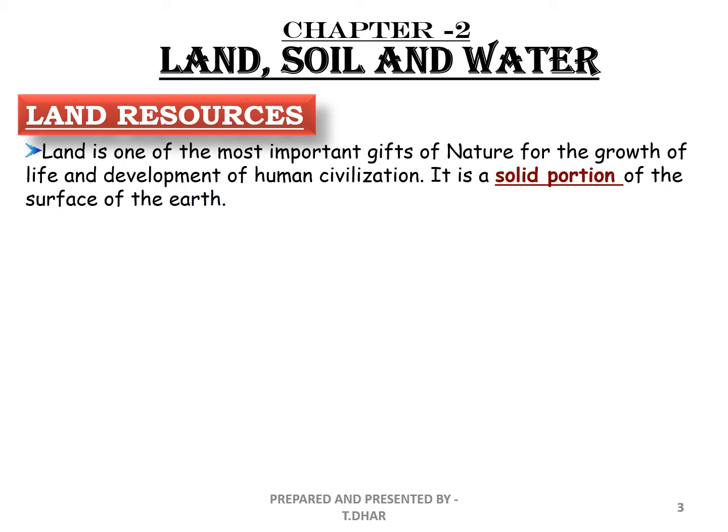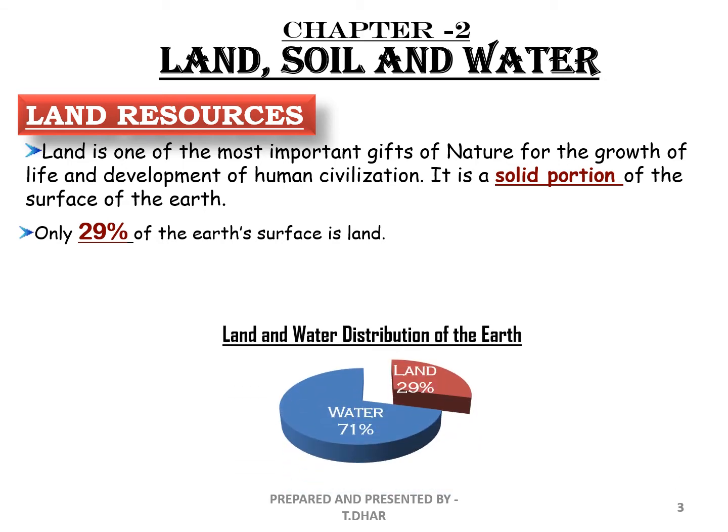Land is one of the most important gifts of nature for the growth of life and development of human civilization. Now, what is land? It is a solid portion of the surface of the earth. Only 29% of the earth's surface is land, as you can see in the diagram below.